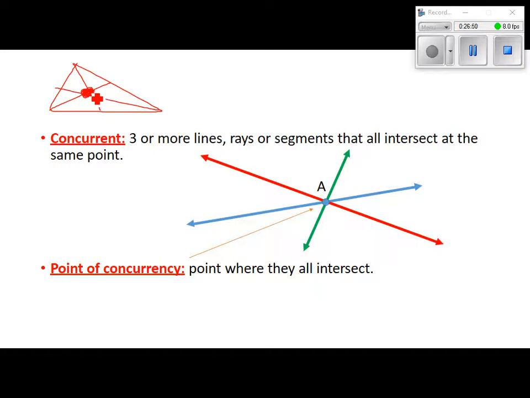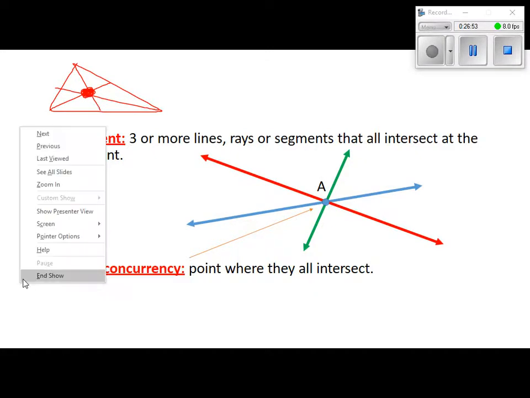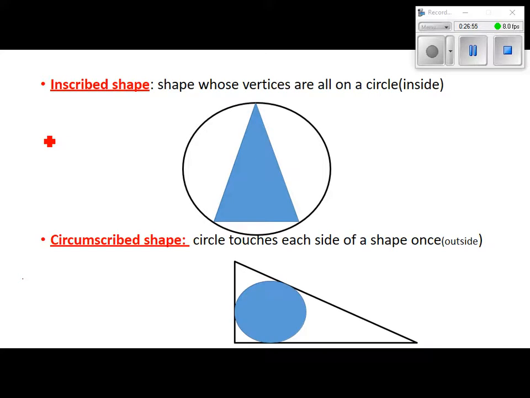Wait, so the lights don't come from an angle, right? It depends. We're going to talk about that in a minute.